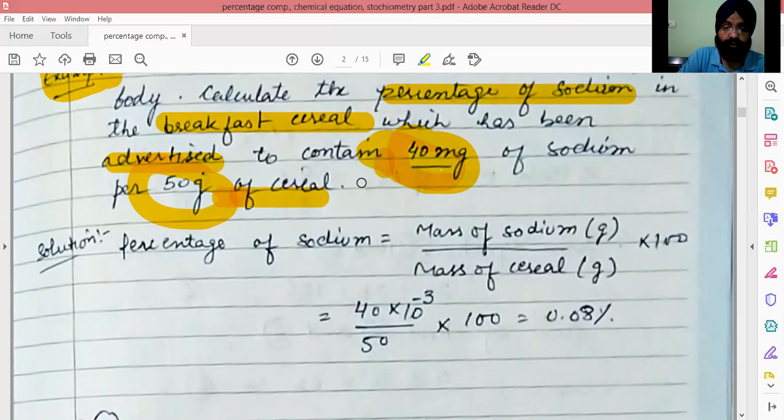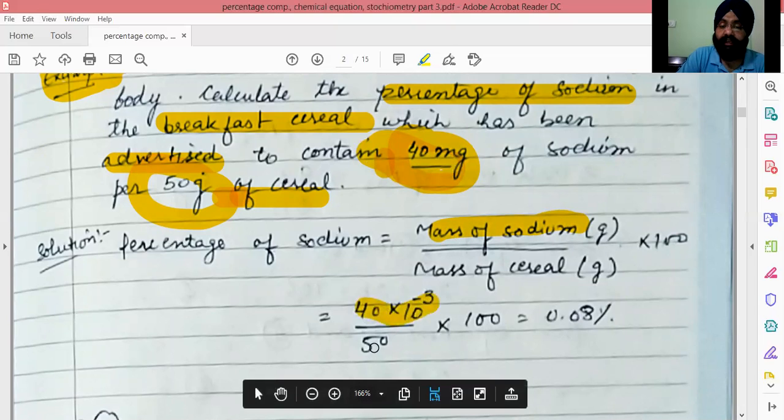Percentage composition in this case will be equal to the mass of sodium, which is 40 milligram, or 40 into 10 to the minus 3 grams, divided by the total weight, 50, into 100. So 0.08% of sodium is present in the breakfast cereal.